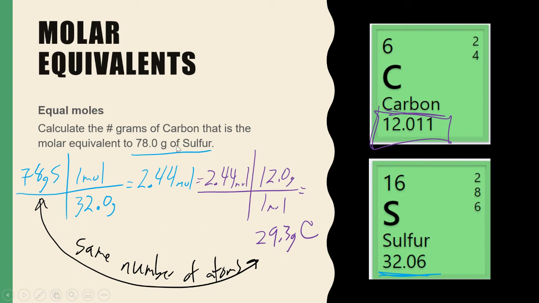So if I asked you for 78 grams of sulfur, what is the equivalent of carbon? I'm going to start with my grams given of sulfur. I'm going to go to the periodic table, divide by the mass number to get it to moles. And so that means I have 2.44 moles of sulfur. How many moles of carbon would that need to be? The same number. And then the next question is, how much would that have a mass of? So I'm going to multiply 2.44 by 12. And I learned that 29.3 grams of carbon is equivalent mole-wise to 78 grams of sulfur.